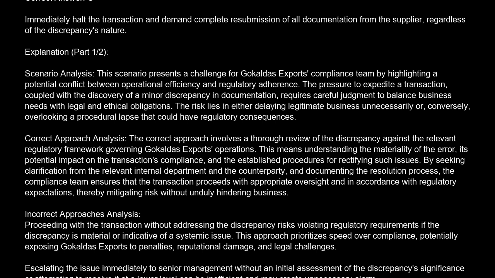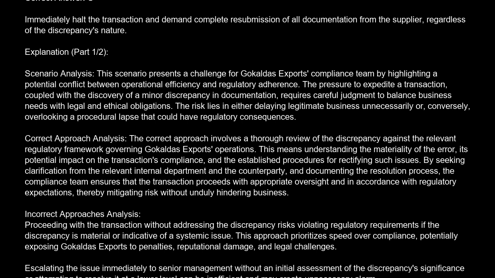Incorrect approach analysis. Proceeding with the transaction without addressing the discrepancy risks violating regulatory requirements if the discrepancy is material or indicative of a systemic issue. This approach prioritizes speed over compliance, potentially exposing Gokaldas Exports to penalties, reputational damage, and legal challenges.